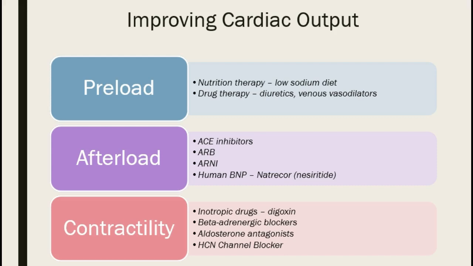And then for afterload, we're looking at ACE inhibitors, ARBs, ARNIs, or human BNP, which is Natrecor, nesiritide. I'm sorry, that didn't come out right. Your ACE inhibitors, so lisinopril. Lisinopril can increase potassium levels, so you want to keep a close eye on potassium levels with the patient who's on lisinopril. It's an antihypertensive, so it can cause hypotension.